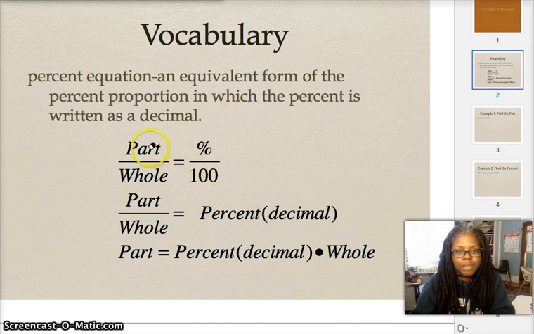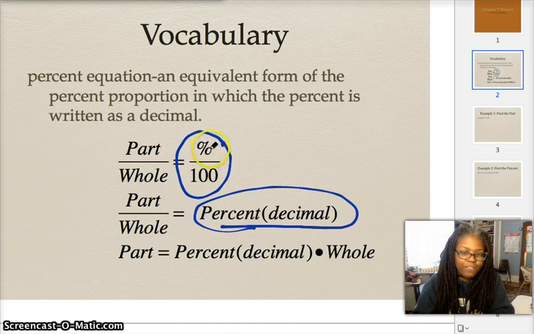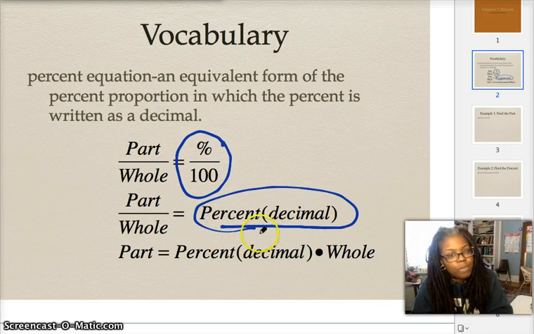So we remember the percent proportion. We've got part over whole is equal to the percent over 100. If I were to take my percent over 100 and actually change this fraction into a decimal, I would get part over whole is equal to the percent, but it will be in decimal form, right? So think about it. If I had 50% over here, 50 divided by 100 is 0.5. So part over whole is not only equal to percent over 100, but it's equal to the decimal form of the percent. It will be equal to 0.5 in that case.